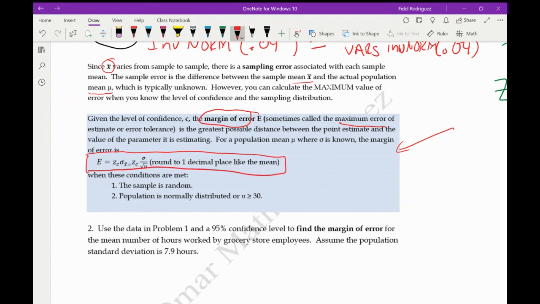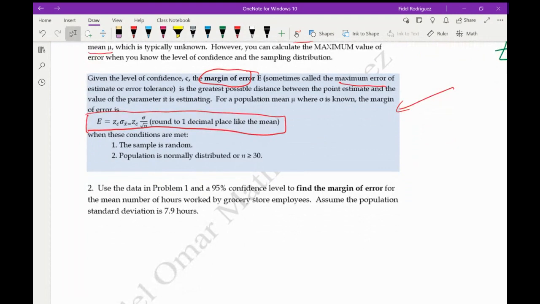And it says, there's a couple of conditions we have to have. Number one, the sample has to be random, and then my n, the number in my sample, has to be 30 or more. All right, so let's take a look here. It says, use the data in problem number 1 and the 95% confidence level to find the margin of error for the mean number of hours worked by grocery store employees. And it says, assume the population standard deviation is 7.9 hours.